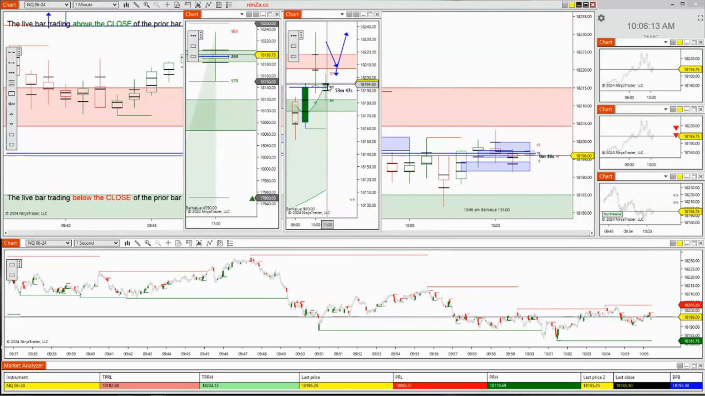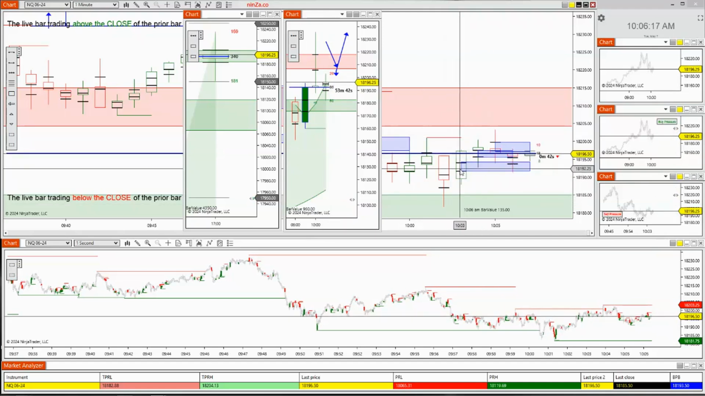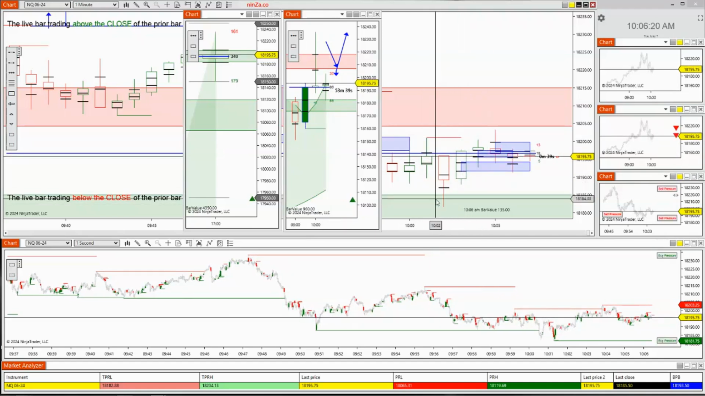I'm not going to be here much longer. Again, it's 10:06, so I'm going to give you about another 5 minutes, maybe see if they can come through this low. And then from there, I wish you guys the best.